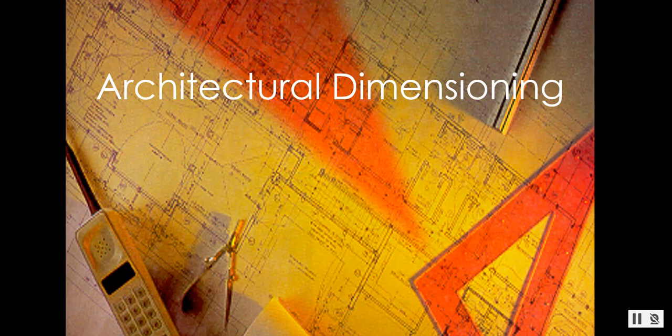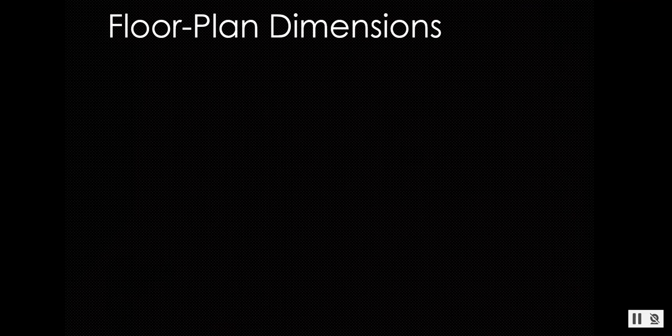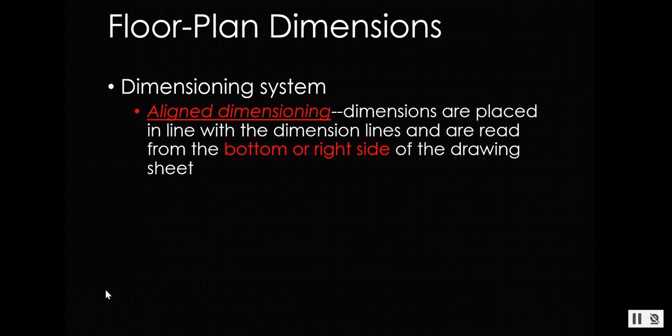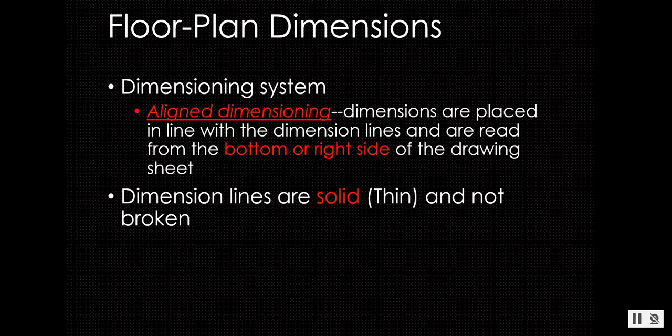So we're going to dive into how to dimension these floor plans. Floor plan dimensioning. Well, dimensioning systems, what we do is we align dimensioning. So dimensions are placed in line with the dimension lines and are read from the bottom or right side of the drawing sheet. I have said this before. Okay, dimension lines are solid. They're never dotted and not broken.